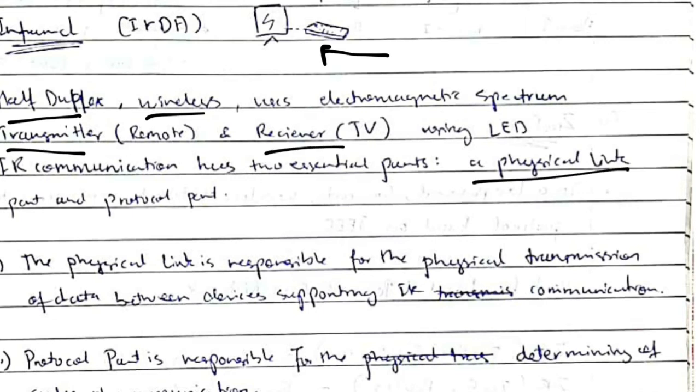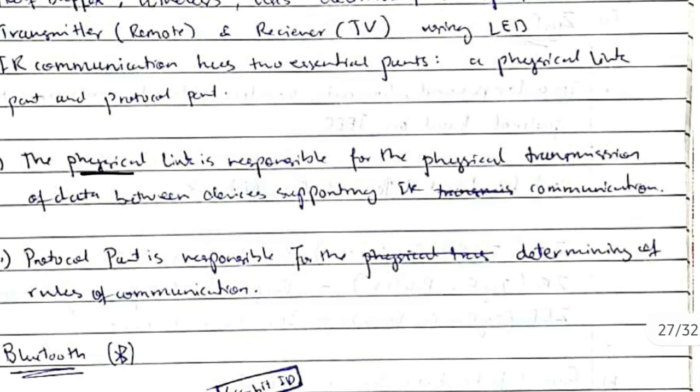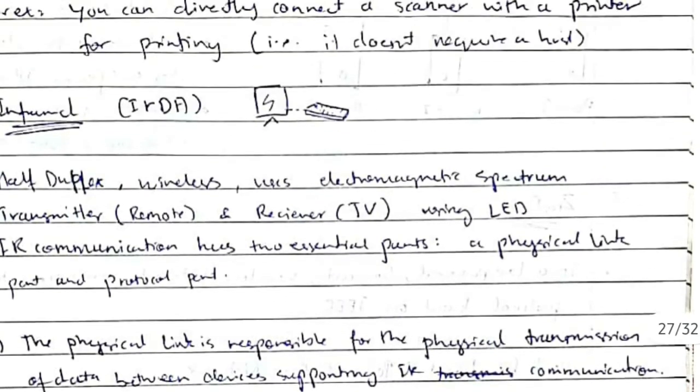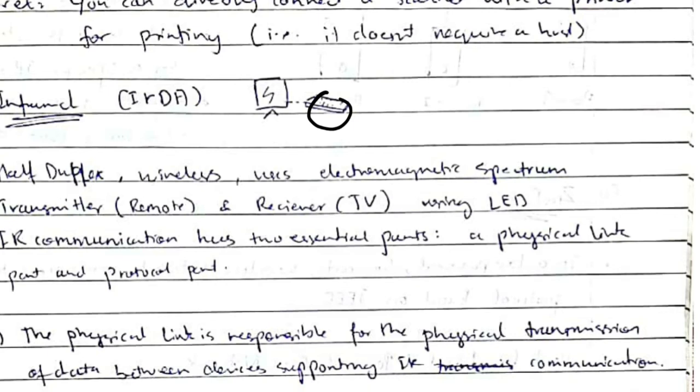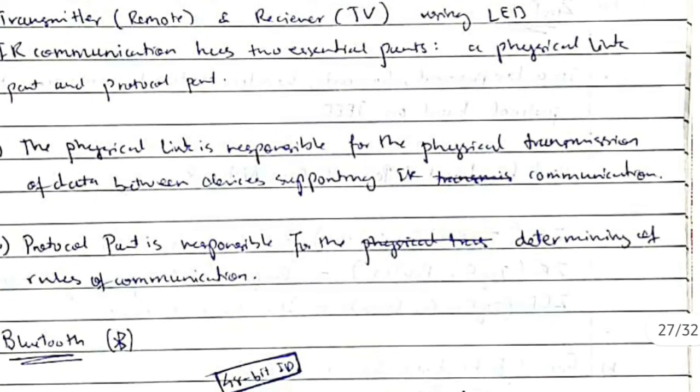First one is the physical link, meaning inside the remote, and the protocol part, meaning the transfer of the data in the wireless form. Okay, so the physical layer is responsible for the physical transmission of the data between the devices supporting the communication, and the protocol is responsible for determining the rules of communication. Okay, meaning from what distance you can use this, and in what direction you have to point, and so on. Those rules are determined by the protocol.